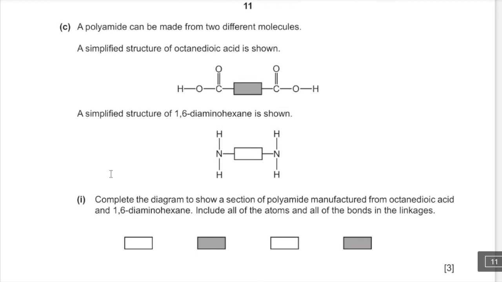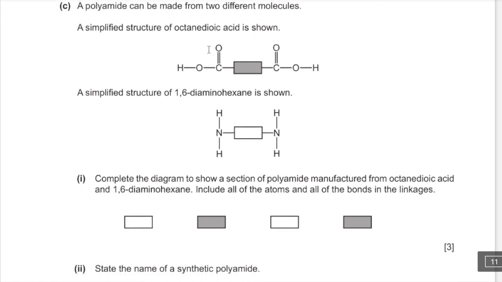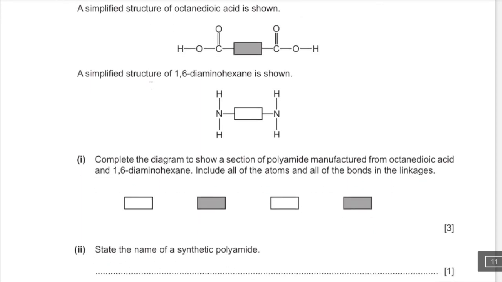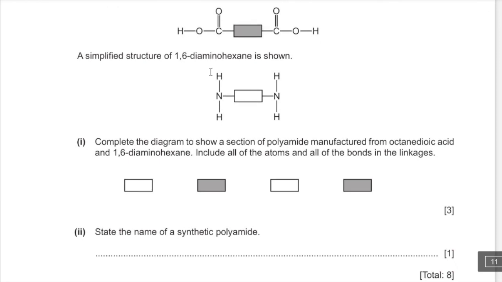C. A polyamide can be made from two different molecules. A simplified structure of octanedioic acid is shown. A simplified structure of 1,6-diaminohexane is shown. 1. Complete the diagram to show a section of a polyamide manufactured from the octanedioic acid and 1,6-diaminohexane. Include all of the atoms and all of the bonds in the linkages.